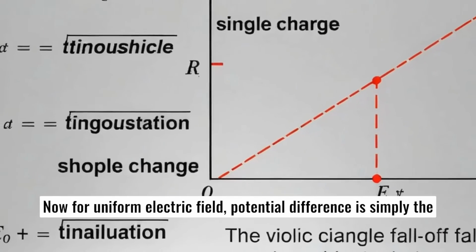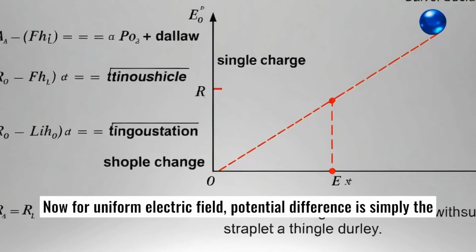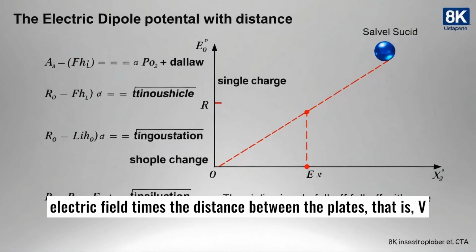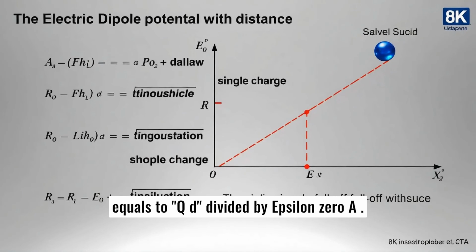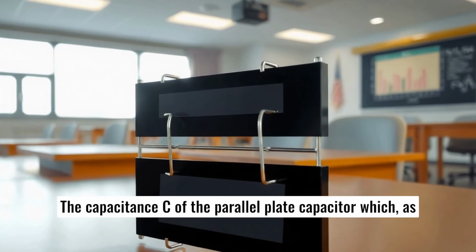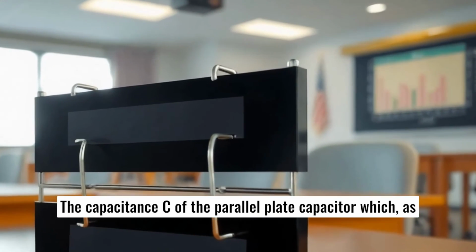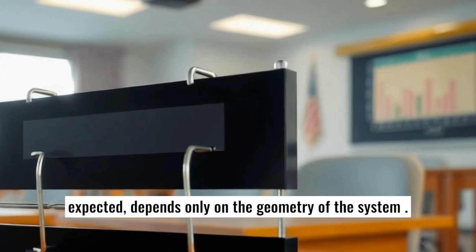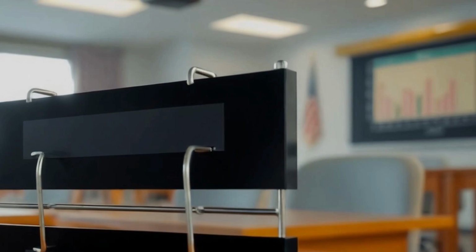Now for uniform electric field, potential difference is simply the electric field times the distance between the plates, that is, V equals Qd divided by ε0 A. The capacitance C of the parallel plate capacitor, which, as expected, depends only on the geometry of the system.